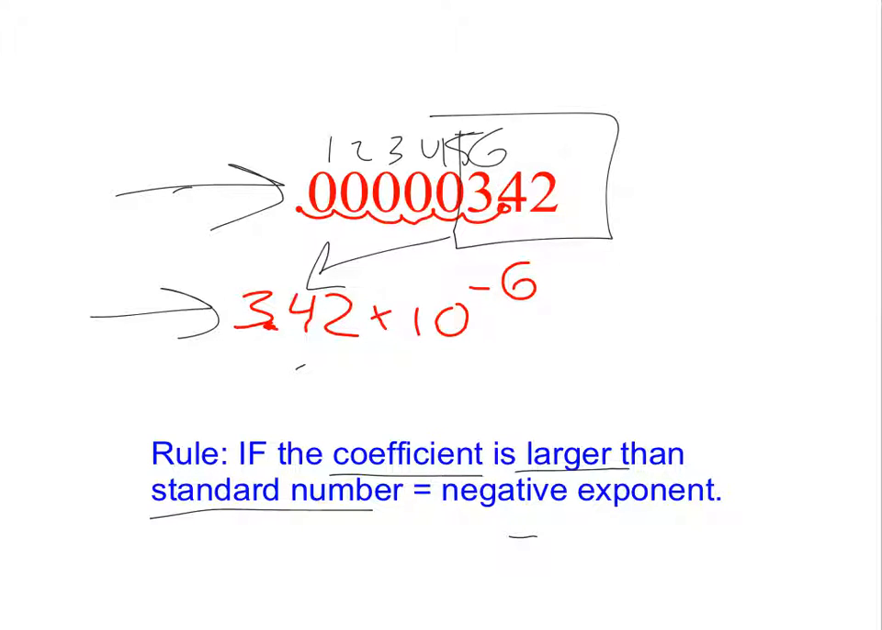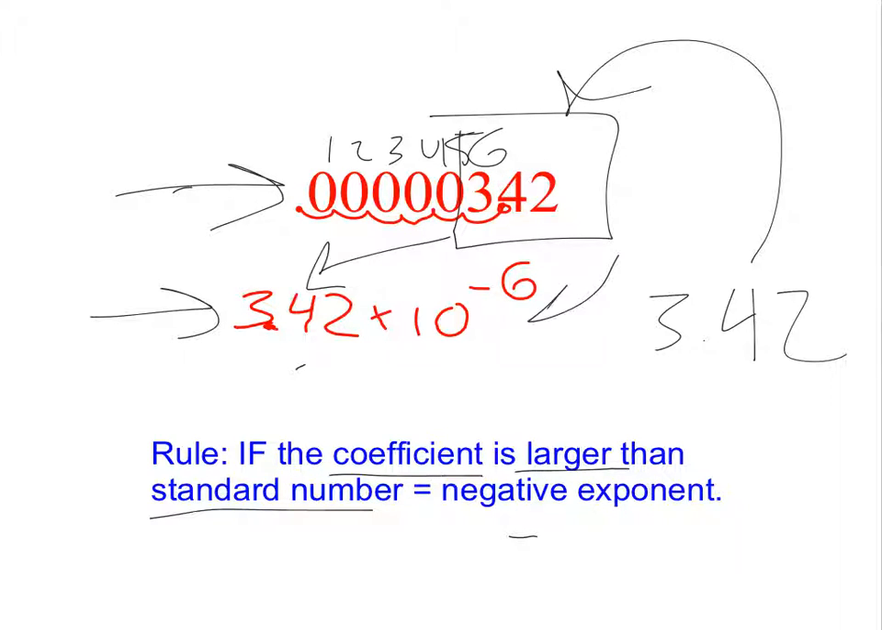So in this case, 3.42 is larger than 0.0000342. So we know that converting has to be a negative exponent. So that's how we get 3.42 times 10 to the negative 6th.